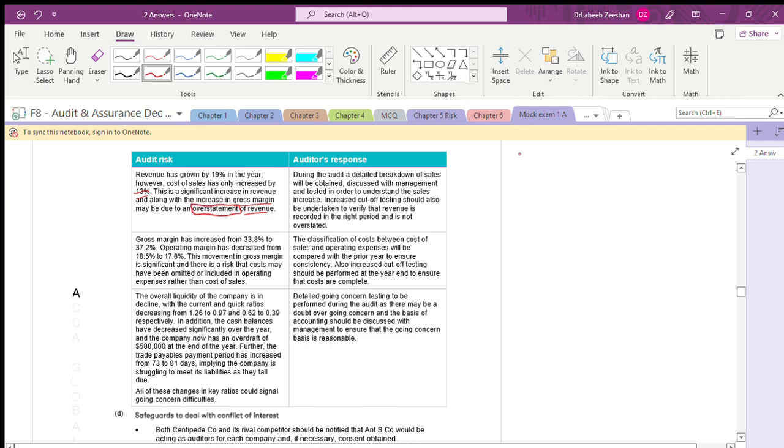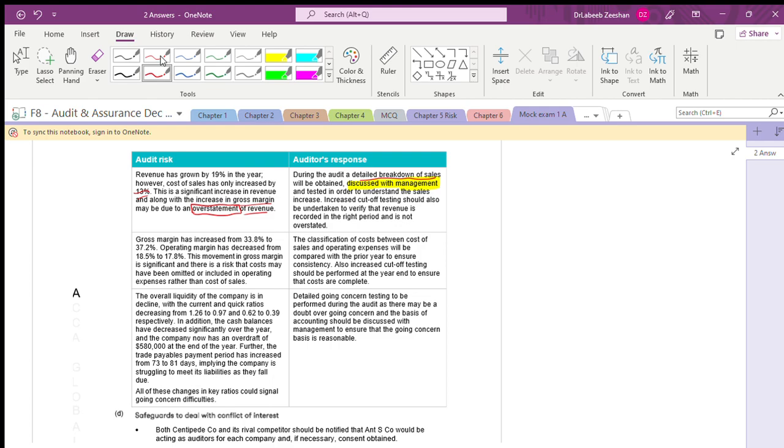What do we have to do? You have to get a detailed breakdown of sales. Discuss with management. In most cases this is the easiest way. Discuss with the management, specific, not general, and test in order to understand what the sales are and what the situation is.